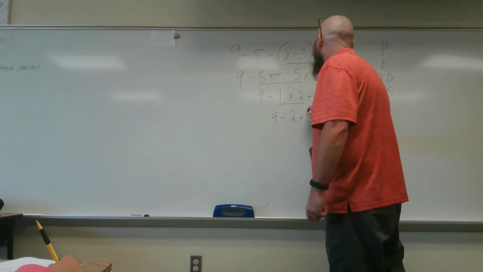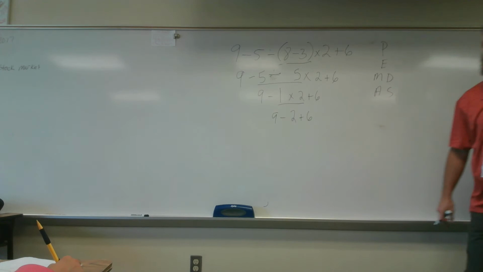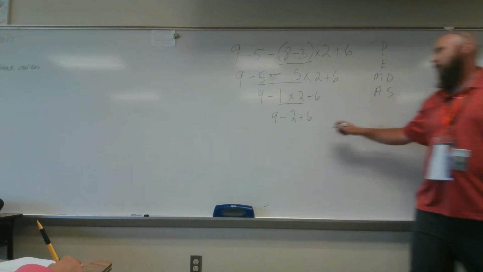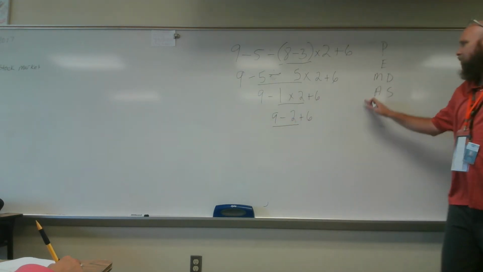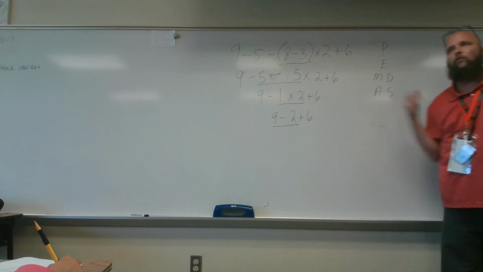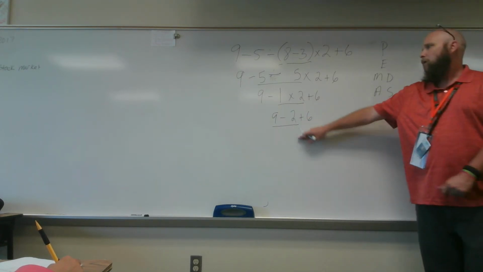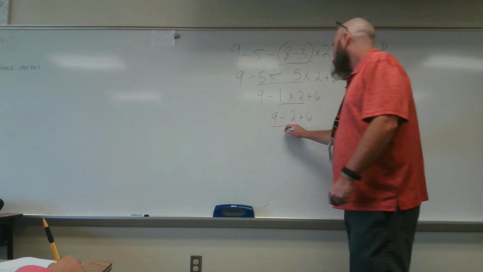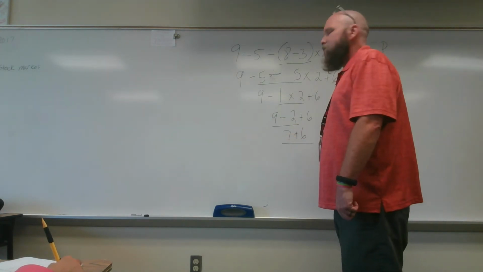9 minus 2 plus 6. What do I do next? You add. No, I subtract. Because addition and subtraction are the same step, I work them from left to right. 9 subtract 2 is? 7. And 7 plus 6 is?